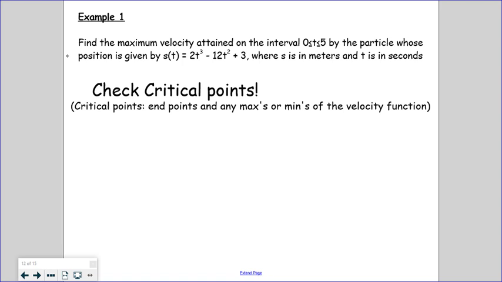And then it says any maxes or mins of the velocity function, and I'm going to actually clarify that more because we're actually looking for maxes and mins of our velocity function, but where do those happen?